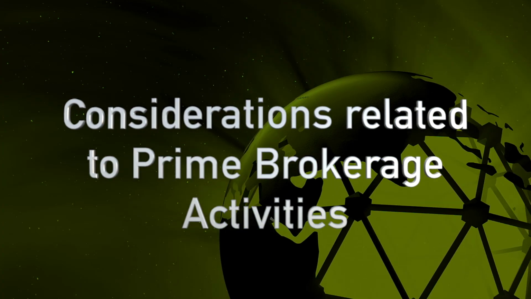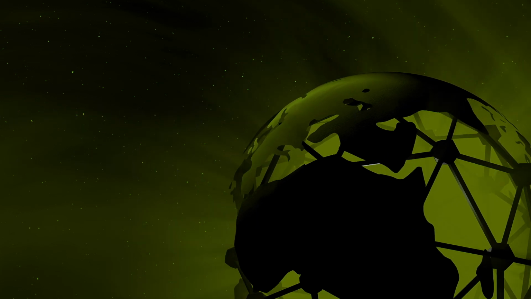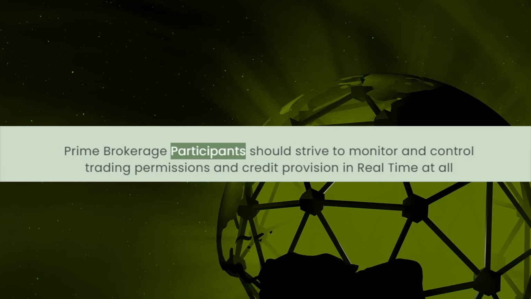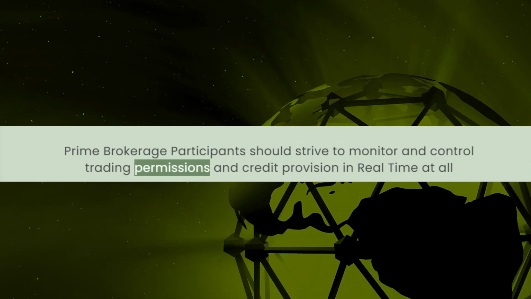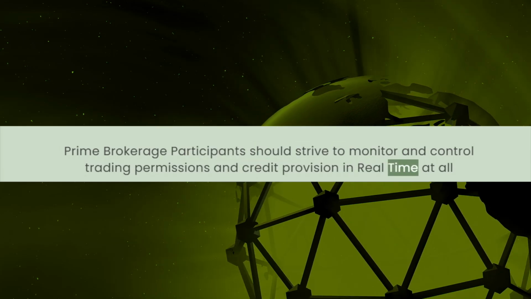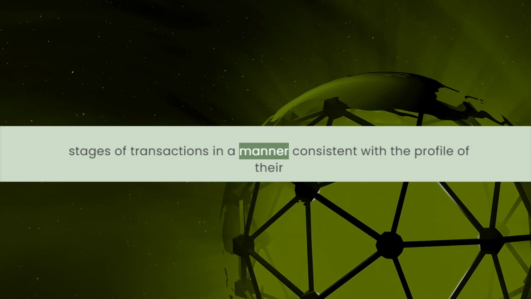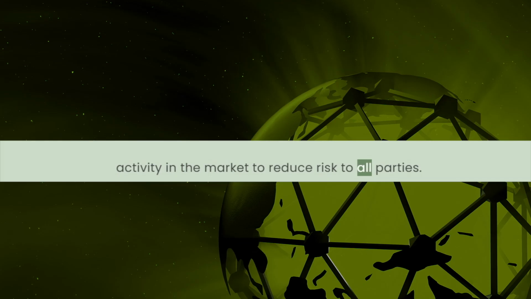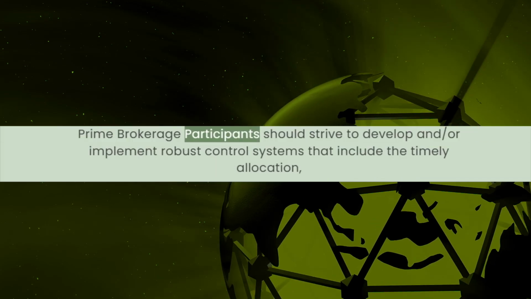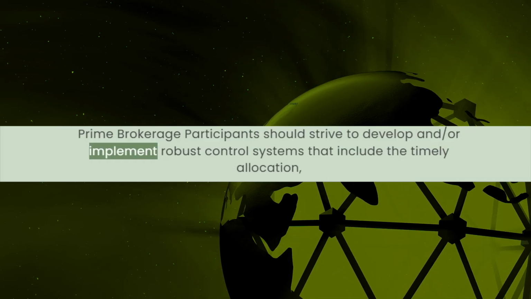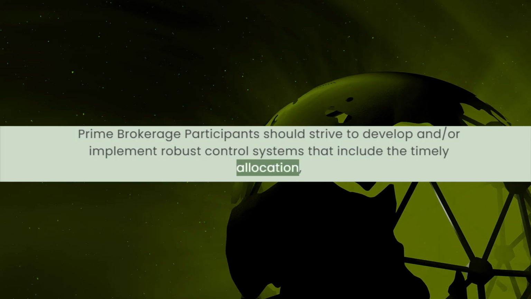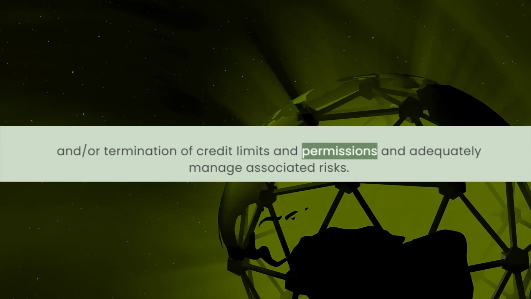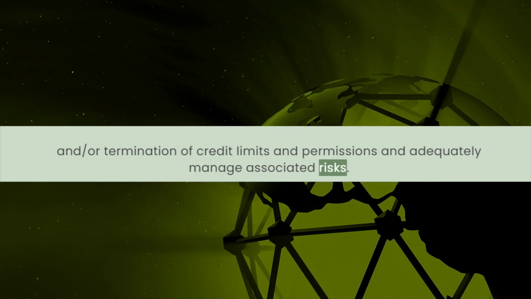Considerations related to prime brokerage activities. Principle 41. Prime brokerage participants should strive to monitor and control trading permissions and credit provision in real time at all stages of transactions in a manner consistent with the profile of their activity in the market to reduce risk to all parties. Prime brokerage participants should strive to develop and/or implement robust control systems that include the timely allocation, monitoring, amendment, and/or termination of credit limits and permissions, and adequately manage associated risks.